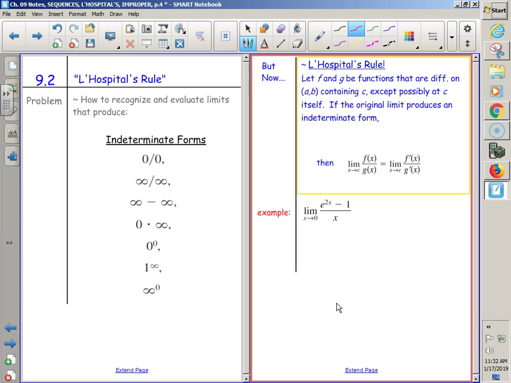I need you guys to make a special note of the if. F and G need to be differentiable. The if, F and G need to be differentiable, and the second if, the indeterminate form, needs to be true in order to use L'Hopital's. F and G need to be differentiable on the interval everywhere all around C, except maybe at C. And the indeterminate form.